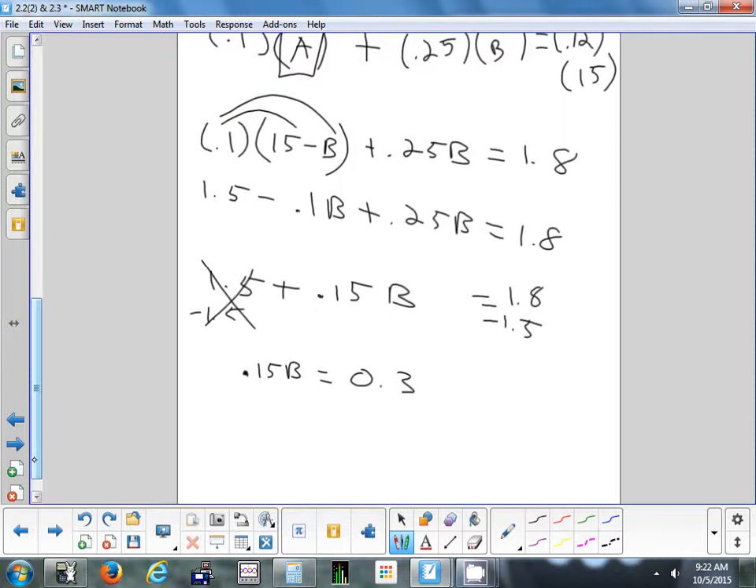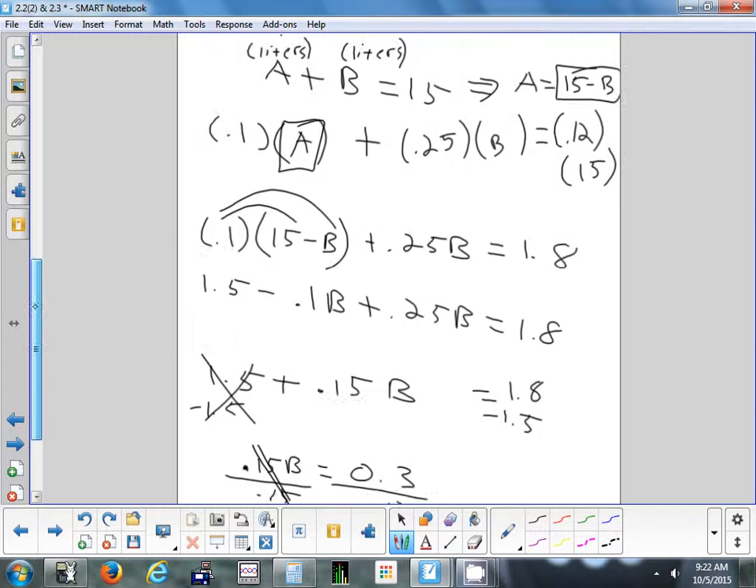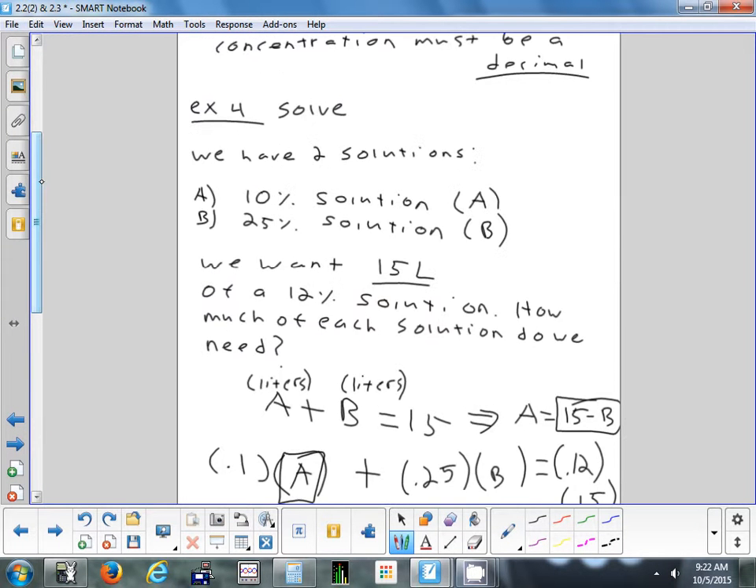All right, and what's my last step? Get B by dividing by 0.15. Yeah, so B is 2. 2 liters. So, I think we had a spot. Let's just write it up here.